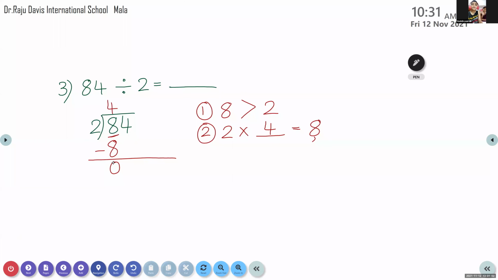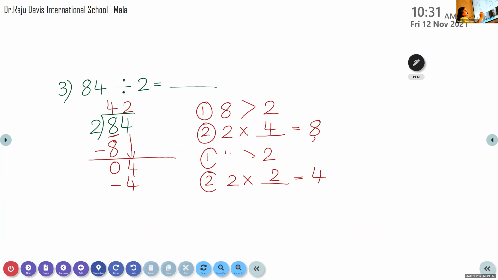Now next, we have to take the 4. You have to bring that 4 down. Then again, you have to start from the first step. The dividend and the divisor are to be compared. 4 is greater, so again you have to solve. If it is lesser, you can put a 0 and stop there. Divisor into dash is equal to 4. You will get 2. This 2 will go up over here and the product will come down. So 42 is the final answer.